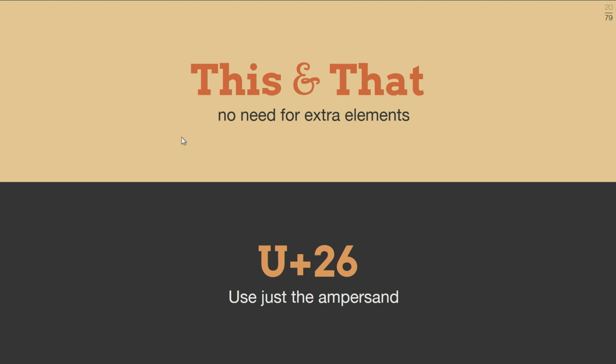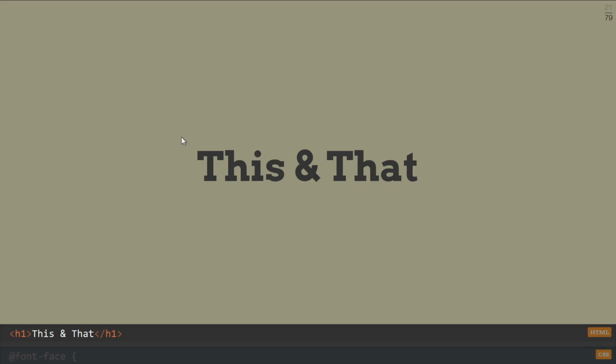So I'm going to give an example of this. What I want to do is have a nice swirly ampersand. I'm saying this and that, and I want the and to be an ampersand. And I don't want to have to put a span around it or anything horrible like that. So we can use Unicode range.